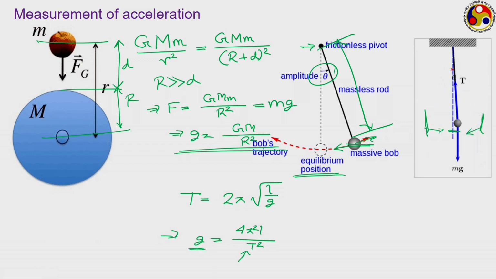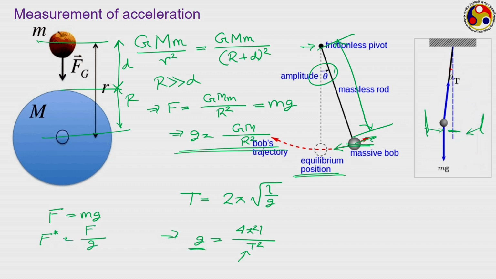Any force measuring instrument's ratings are generally specified in terms of g, that is, how much force it can measure is always scaled in terms of g at that particular location. As per Newton's second law of motion, we know that F = m·g, and the ratings are commonly specified for some F star, which is F upon g.